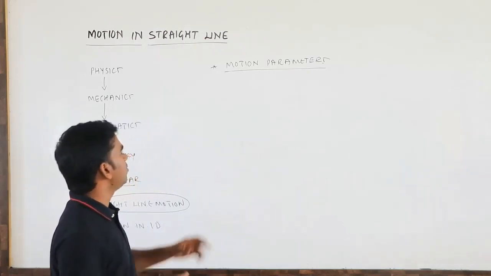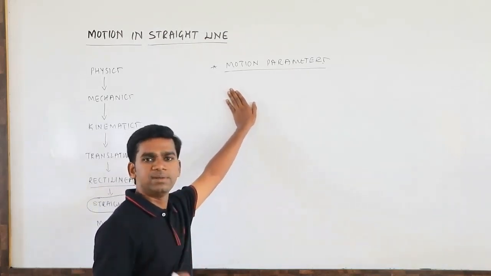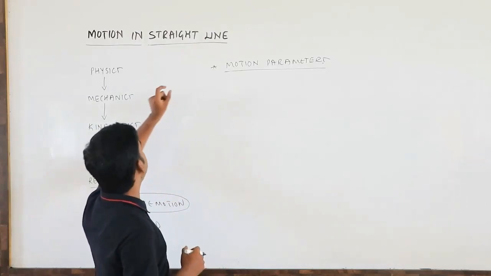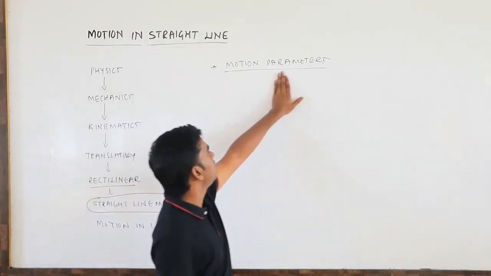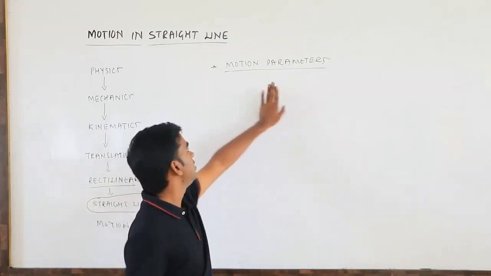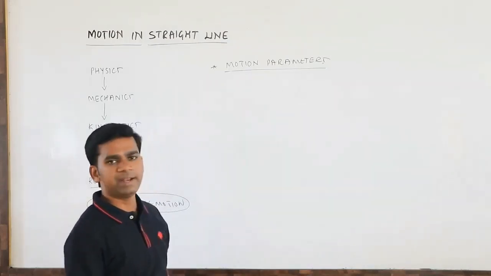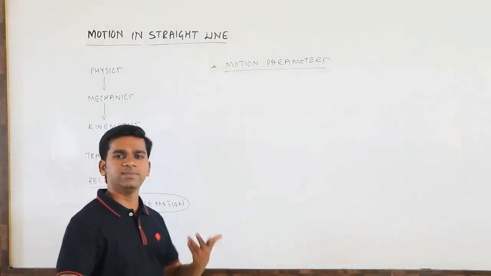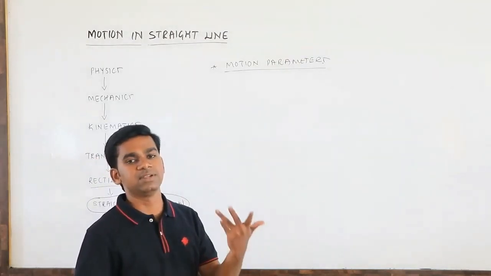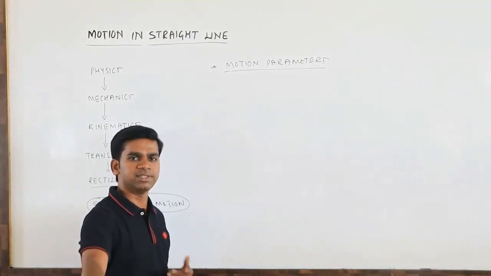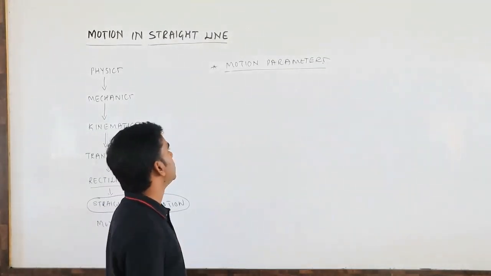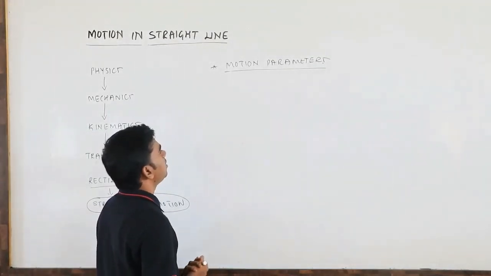Like that. What are the necessary important terms required to study the motion in straight line? Those things we are going to recall in the motion parameters. Those all things you know. They are nothing but what we discussed: displacement, frame of reference. All those things we have discussed in your bridge course. Okay. So, motion parameters.